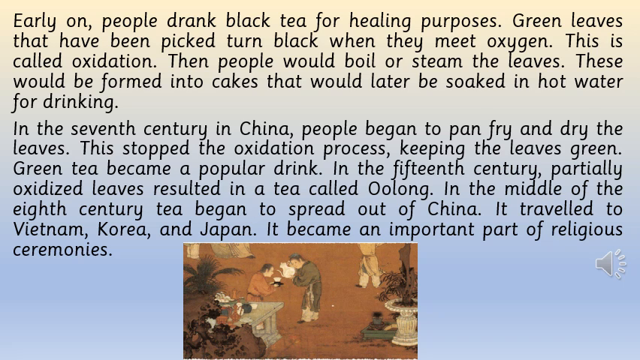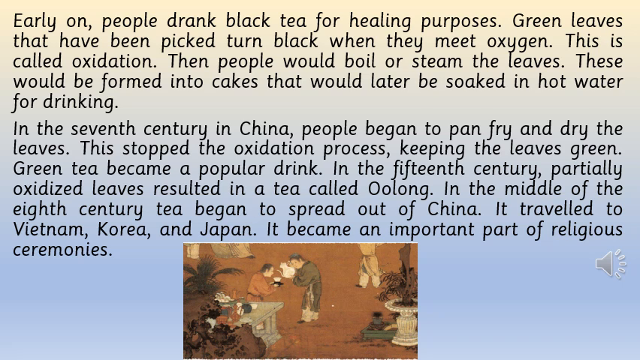Green leaves that have been picked turn black when they meet oxygen. This is called oxidation. Then people would boil or steam the leaves. These would be formed into cakes that would later be soaked in hot water for drinking. In the 7th century in China, people began to pan fry and dry the leaves. This stopped the oxidation process, keeping the leaves green. Green tea became a popular drink.